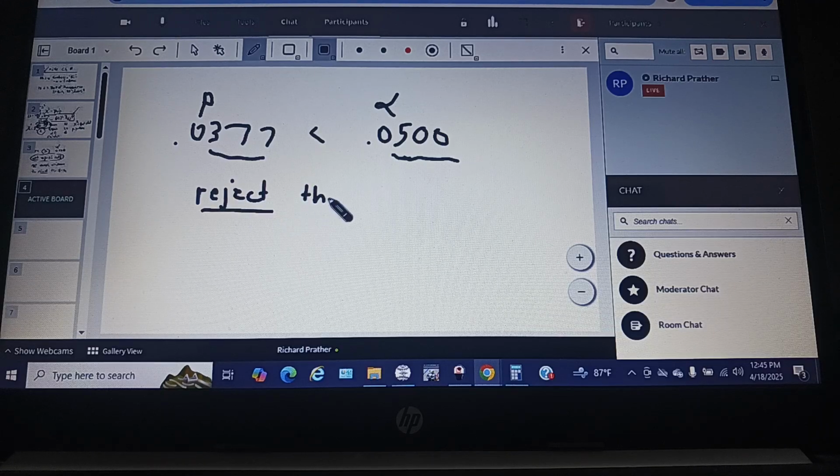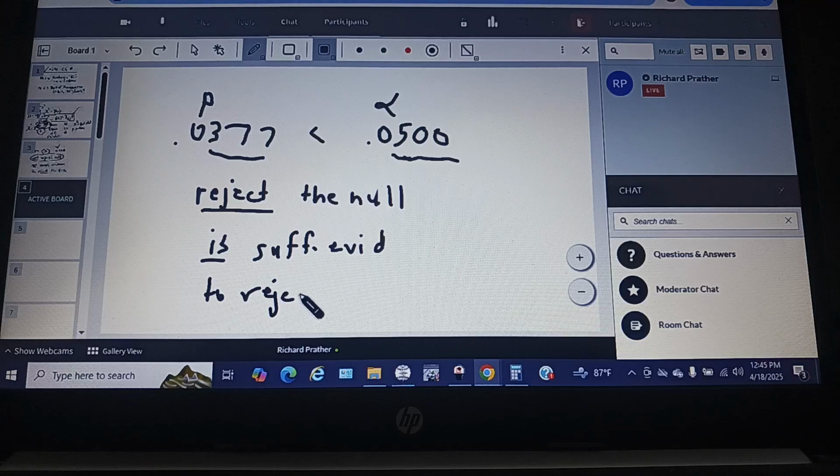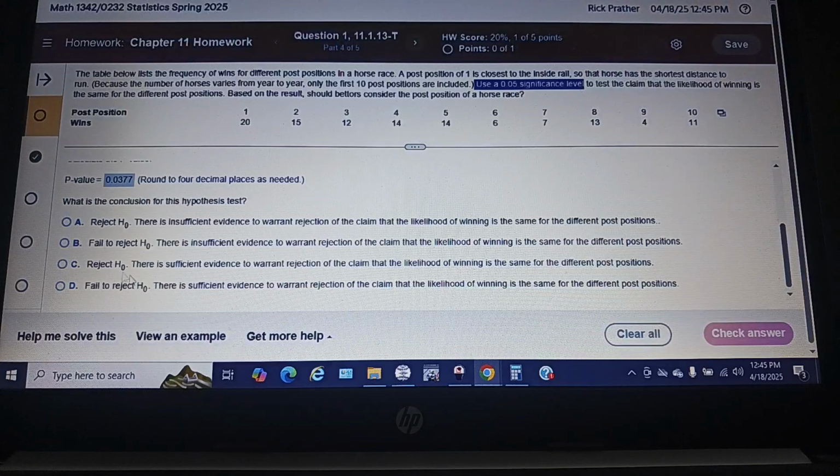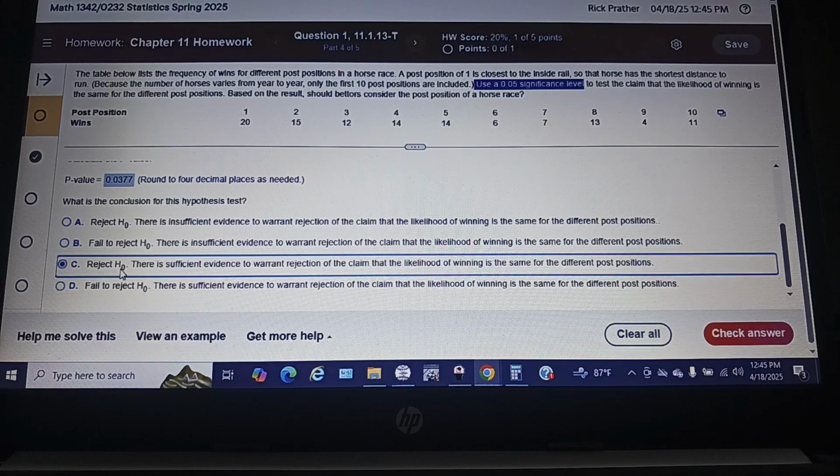Reject the null says you can win equally in any pole position, but we're rejecting that, saying no. There is sufficient evidence to reject the claim since the claim's in the null. If the claim was in the alternate, we would say to support the claim, but now we're going to say to reject the claim. Reject the null, A or C. There is insufficient evidence. No, there is sufficient evidence. So C, reject the null. There is sufficient evidence to warrant rejection of the claim. Yes.